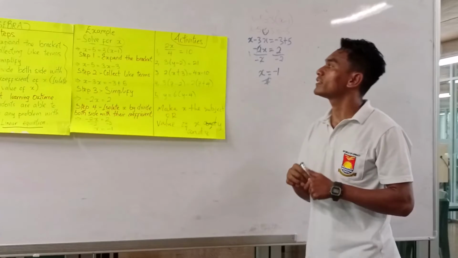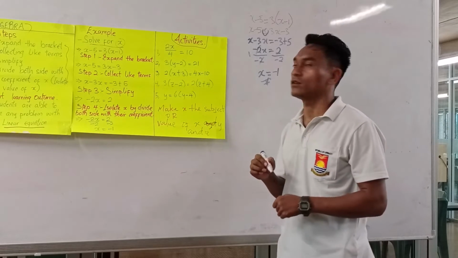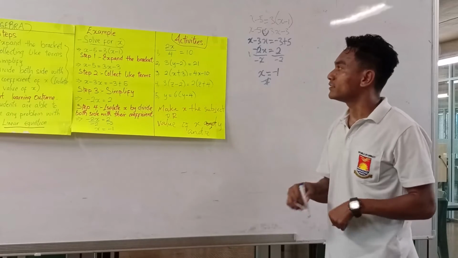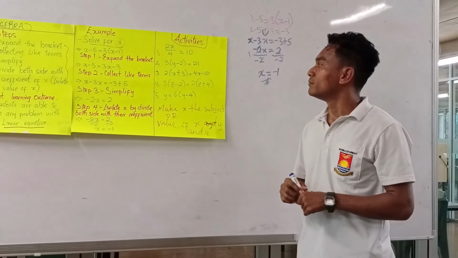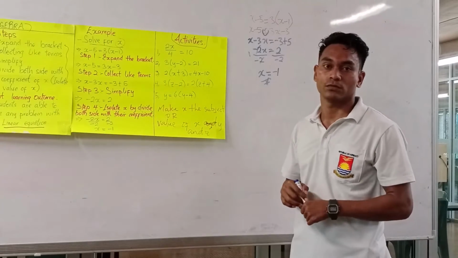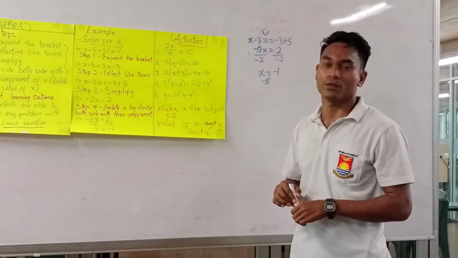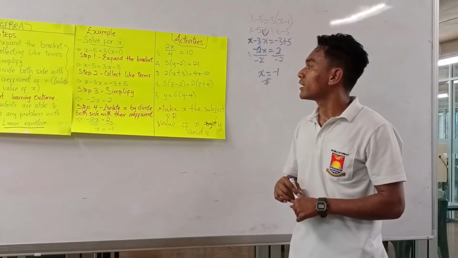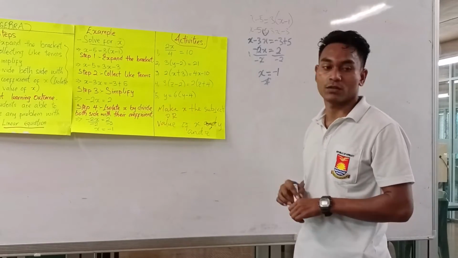The first one: 2x divided by 4 is equal to 10. I give you maybe 3 minutes to do this. You can do it in groups, in pairs, or on your own. Okay, I give you 3 minutes, and then we go through the answer.